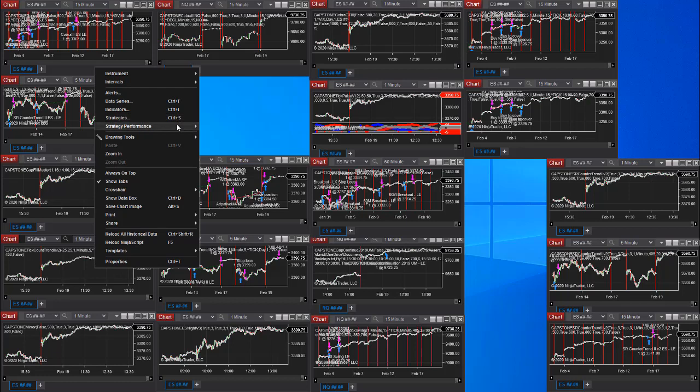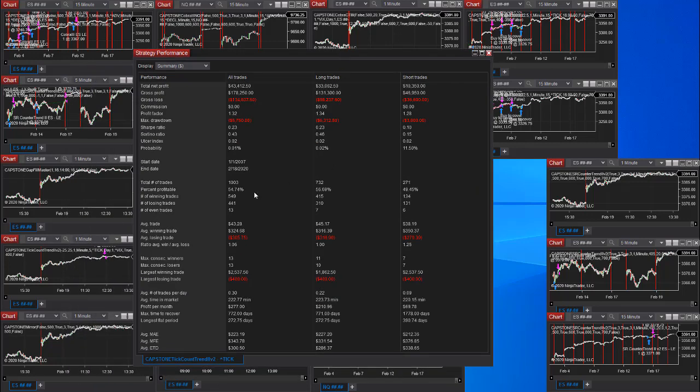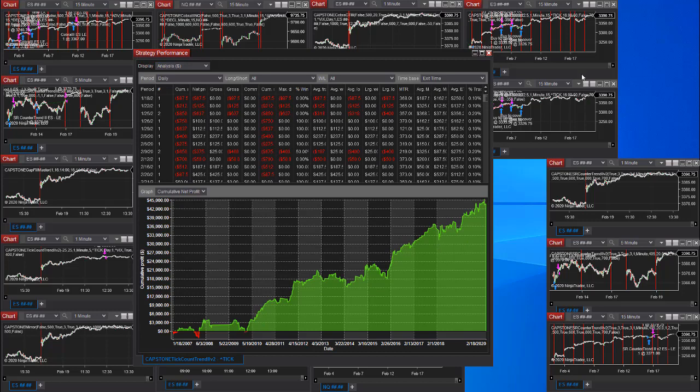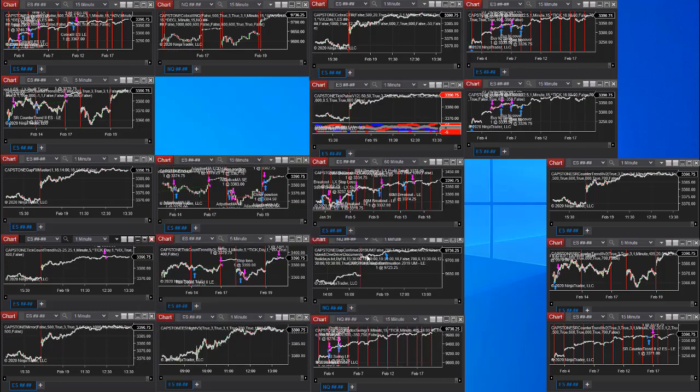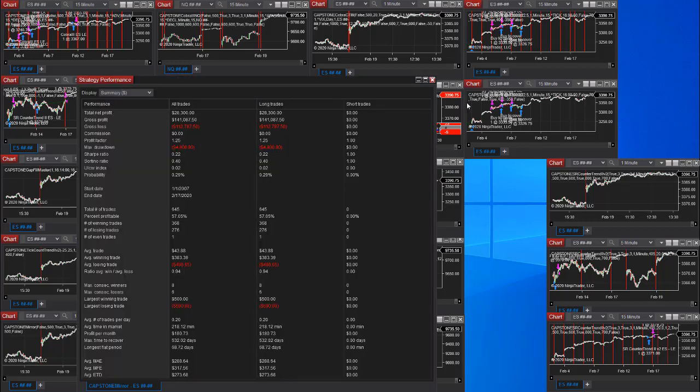Tick Count Trend 2 V2. Some of these strategies with the NYSE tick work a little differently. 43,412.50, average trade profit of 43.28. And here is the equity curve for this strategy. It's Tick Count Trend 2 V2 1 minute. A little bit different results than in TradeStation because the NYSE tick indicator is different in different data feeds and different platforms. Capstone Mirror, and you see the results for this.